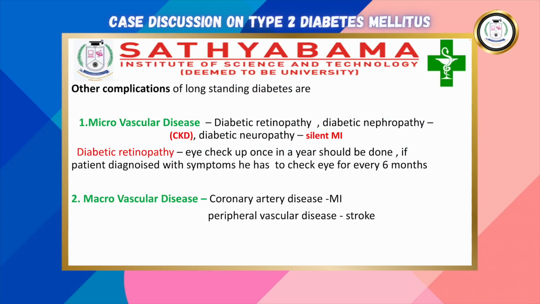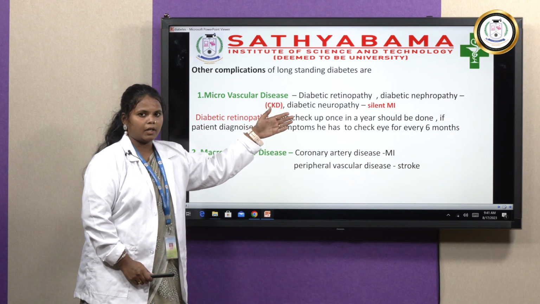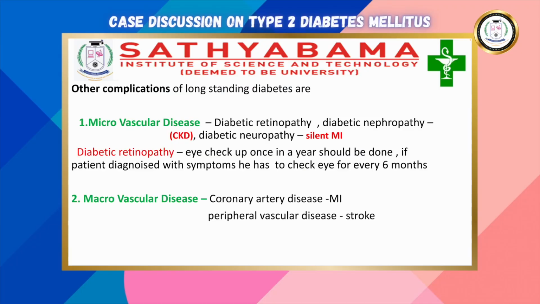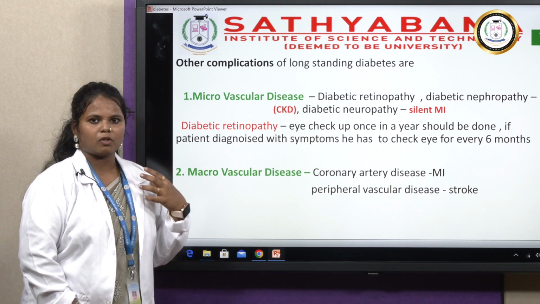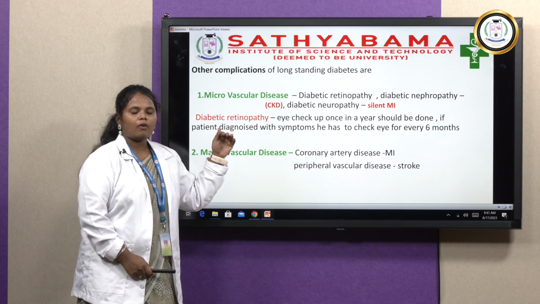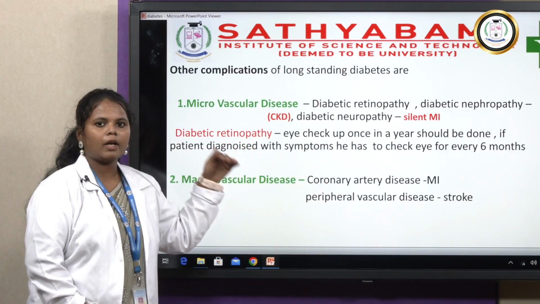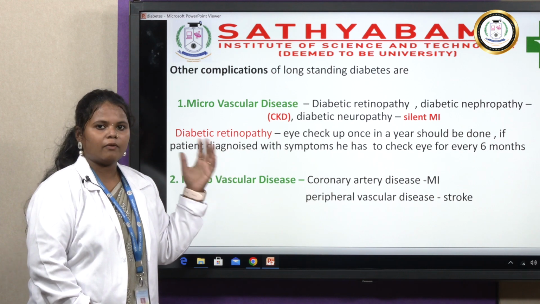And before going into the treatment part, first we will understand the other complications that diabetes will cause. The first is microvascular disease. It will be of 3 types. The first is diabetic retinopathy, then diabetic nephropathy, where the patient will have chronic kidney disorders, and diabetic neuropathy, which may cause silent myocardial infarction. And coming to diabetic retinopathy, this patient already has some eye problem symptoms. So you are supposed to tell the patient to go for an eye checkup every 6 months. Before retinopathy symptoms appear, you can tell patients to go for an eye checkup once every year.